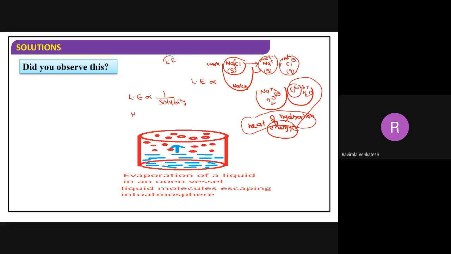Based upon this, what I am writing: lattice energy is inversely proportional to solubility, right? And heat of hydration is also directly proportional to solubility. If you remember this concept, it will be easy for you. Now, why is lattice energy inversely proportional? Because you have to break this. For breaking, you need energy. So if you have higher lattice energy, a high amount of energy is required to convert into liquid solution here. Understood these two things?